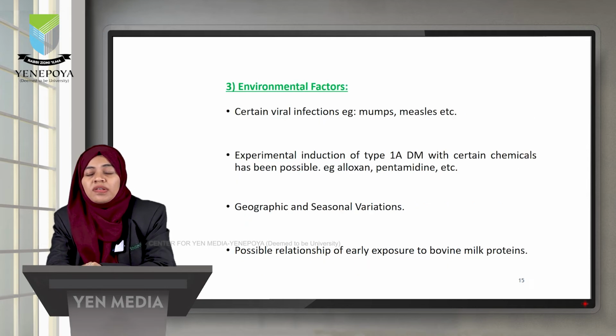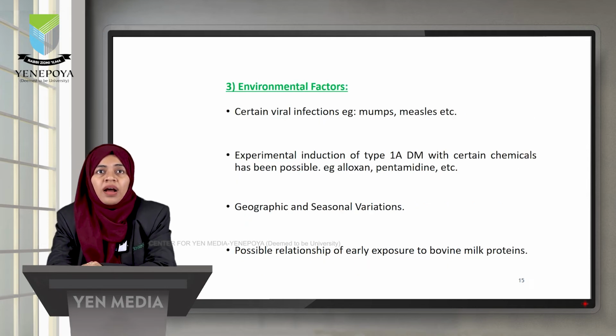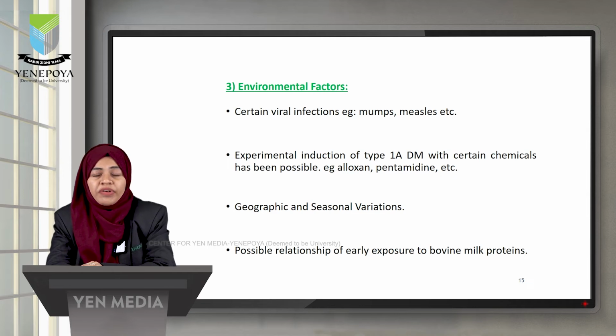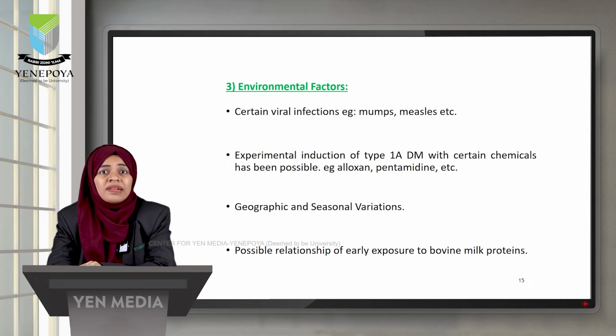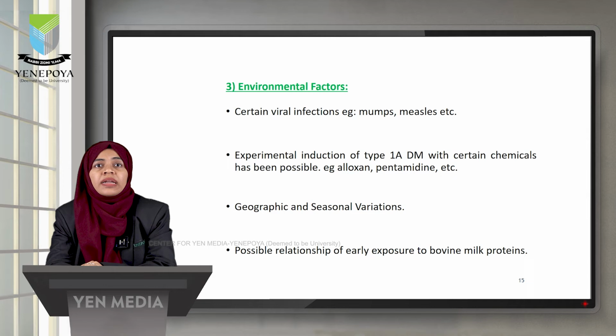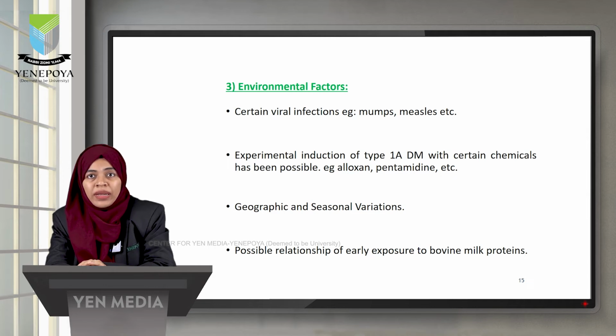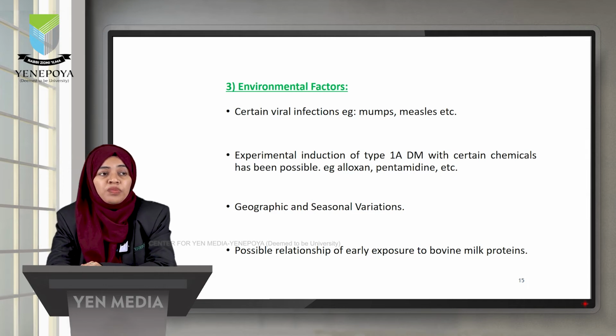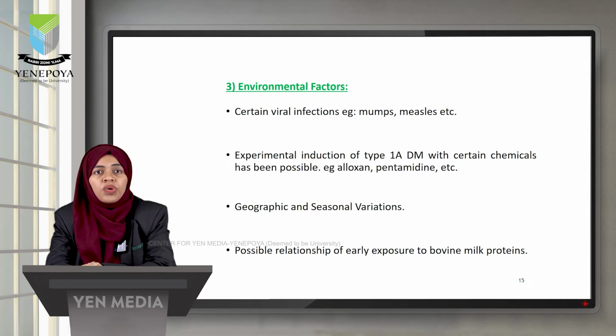One more factor which causes type 1 diabetes mellitus is certain environmental factors, which involve some viral infections, for example mumps, measles, etc. Experimental induction of type 1 diabetes mellitus with certain chemicals has been possible, for example alloxan, pentamidine as well as streptozotocin. There are also some geographical as well as seasonal variations.